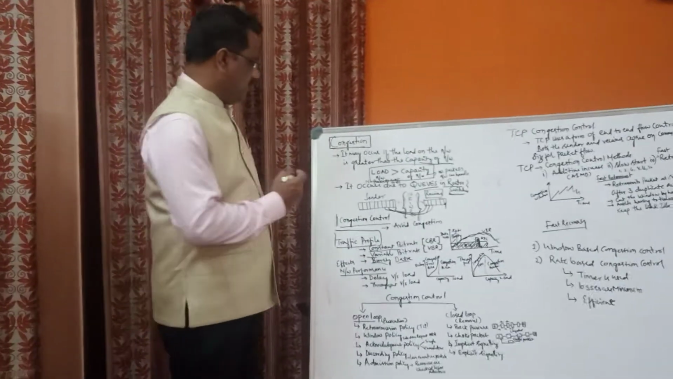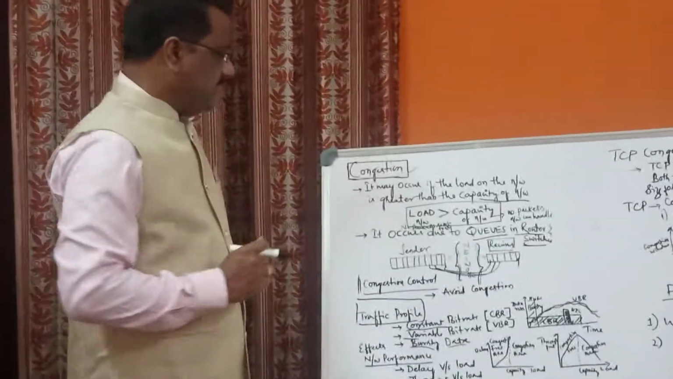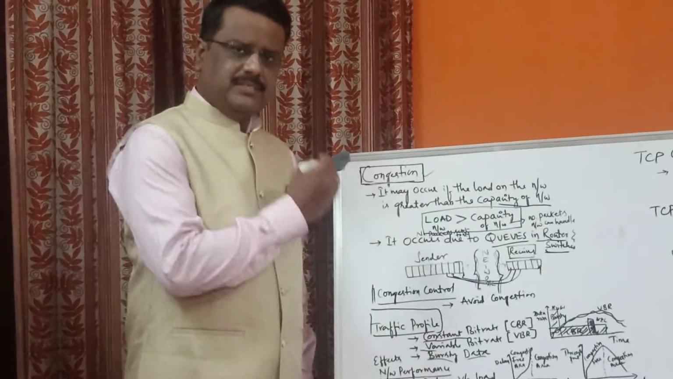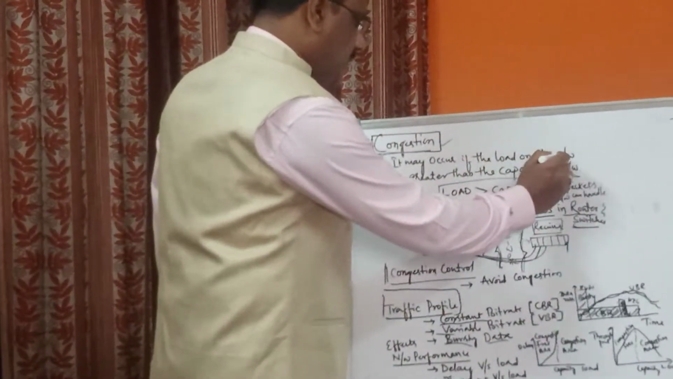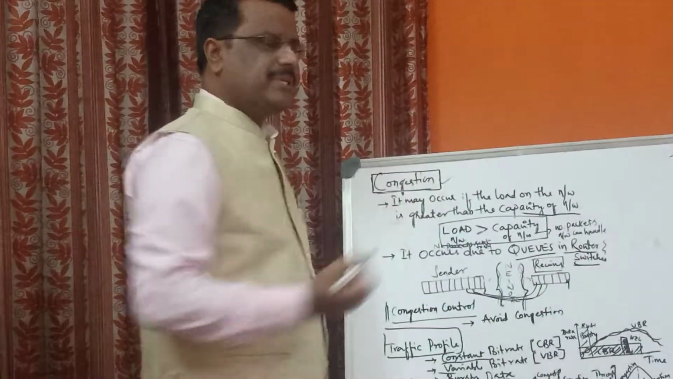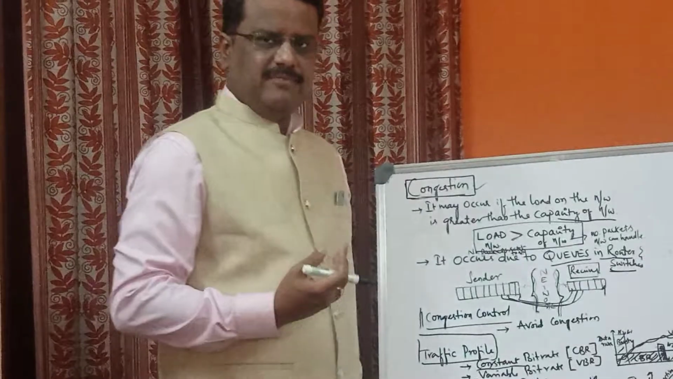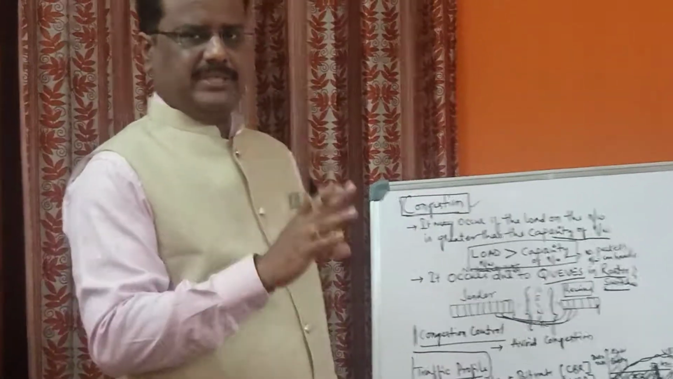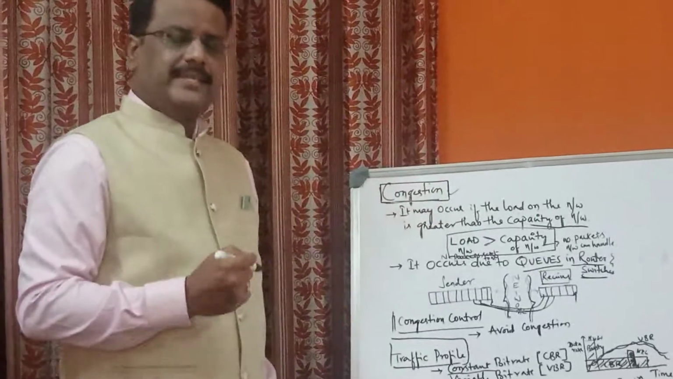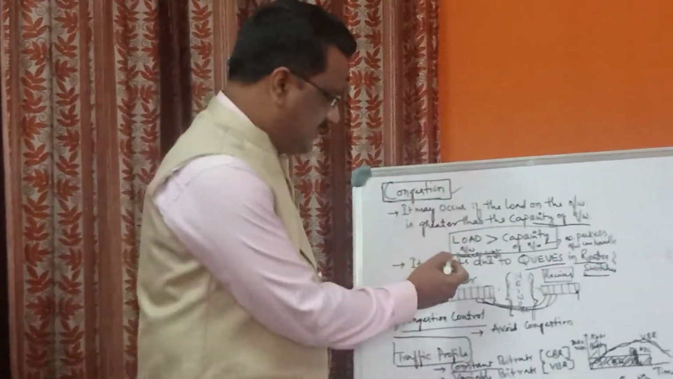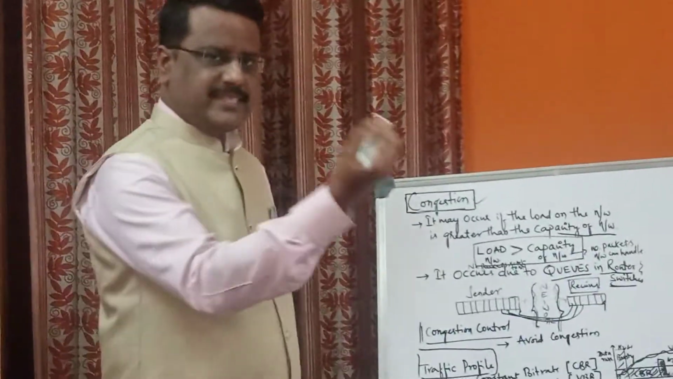First we take up what congestion is, where it happens and why it happens. Congestion may occur in the network if the load on the network is greater than the capacity of the network. The load on the network is greater than the capacity of the network, we say that congestion will happen in the network. So what is this load? The load is the number of packets that we are sending to the network.